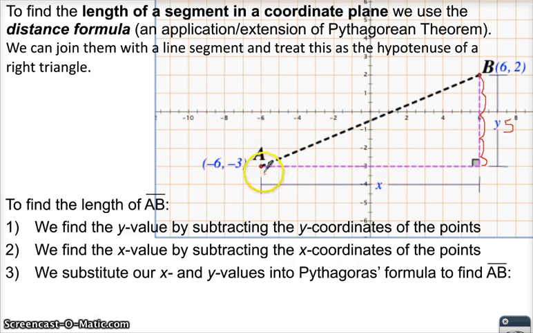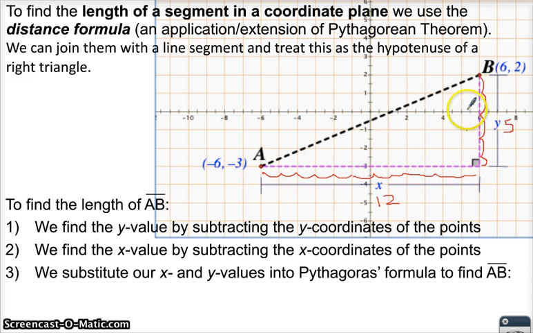The distance from the position where A is to the position where B is, in the left-right sense, is from A's -6 to B's +6. That's a distance of 12. Of course, you could count that too, and you'd find out that there's 12 here. There's a 12 span there.